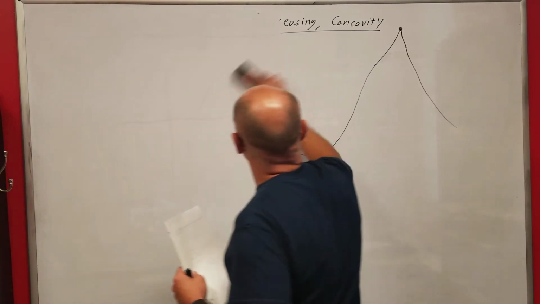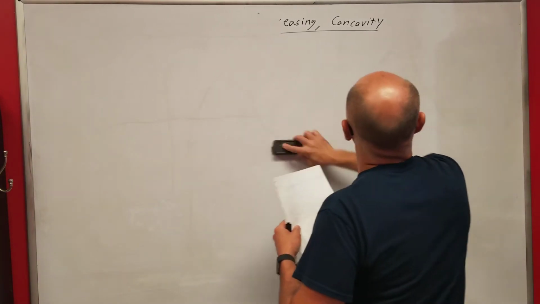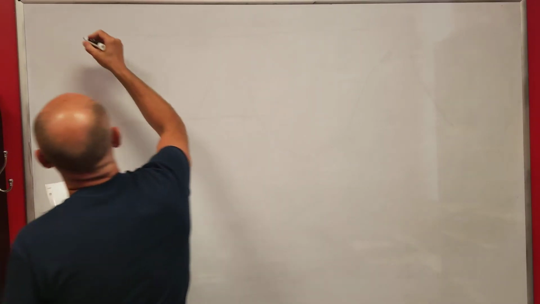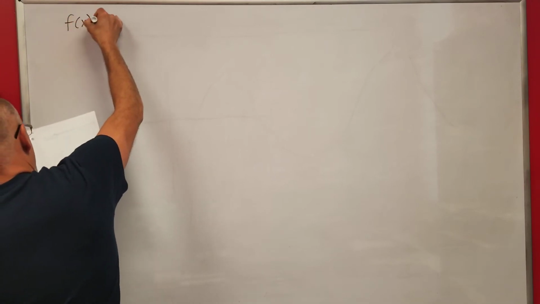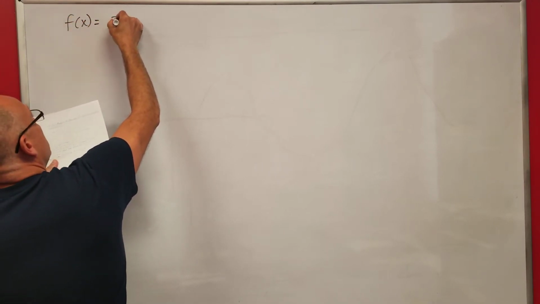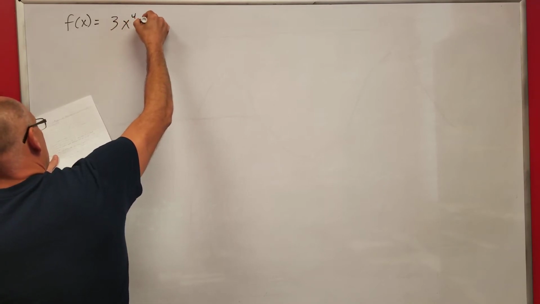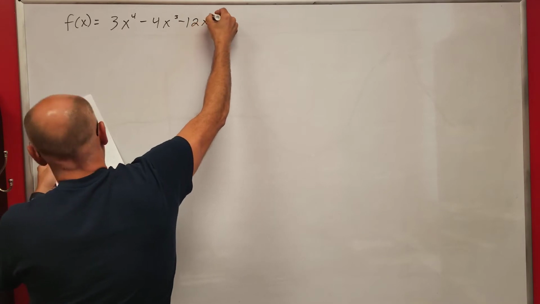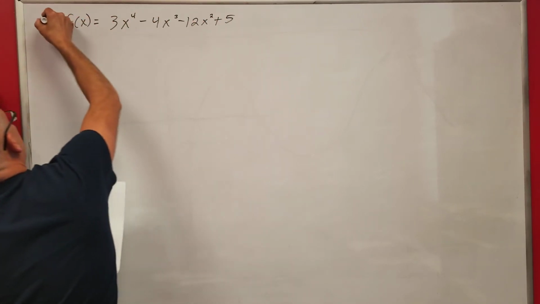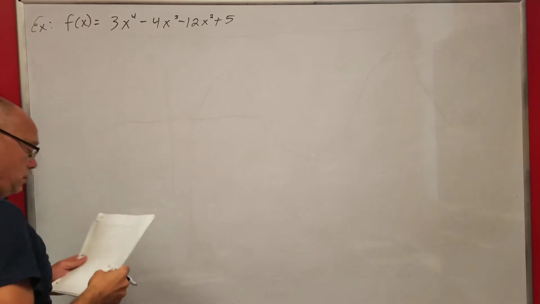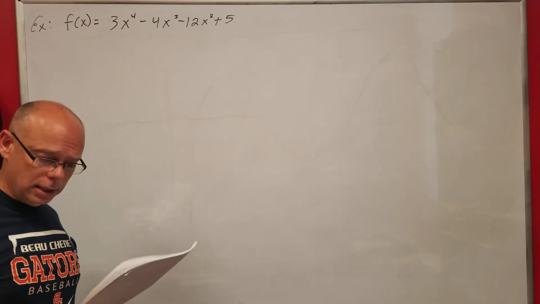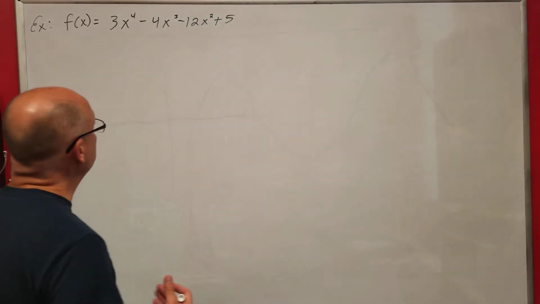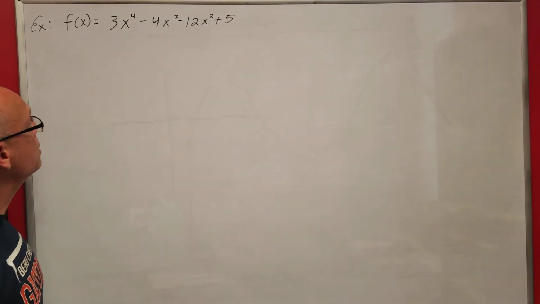First example that we have from the notes: find the intervals on which f of x is equal to, we'll start out with a baby function, a polynomial, 3x to the fourth minus 4x cubed minus 12x squared plus 5. Okay, here's their example. And it says, find the intervals on which this thing is increasing and where it's decreasing. Find the intervals where it's increasing first, then find the intervals where it's decreasing.